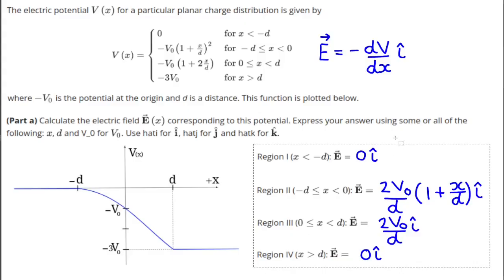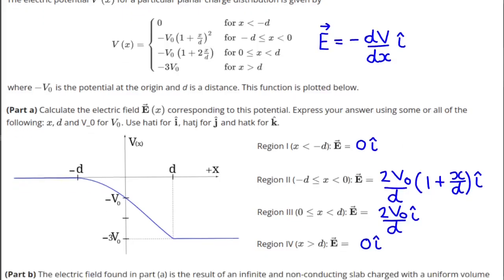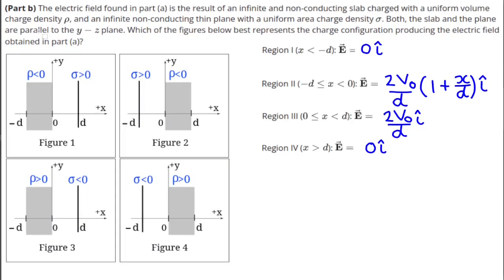Now let's copy this result to reuse it. So the electric field found in part A is the result of an infinite and non-conducting slab charged with a uniform volume density and an infinite non-conducting thin plane with a uniform area charge density. Both a slab and a plane are parallel to the YZ plane. Which of the figures best represent the charge configuration producing the electric field that we obtained in part A?